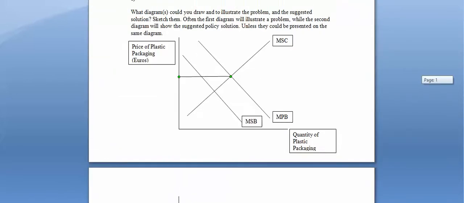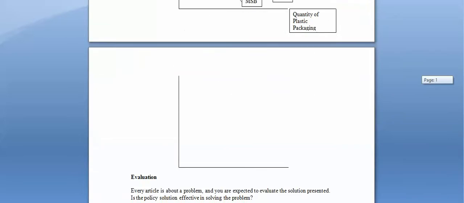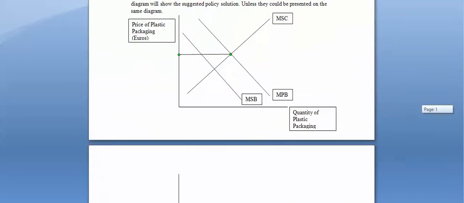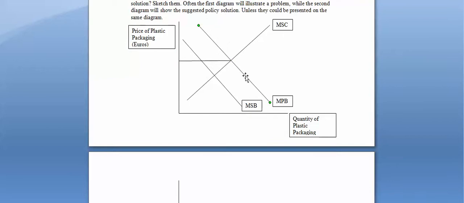It's a banning. France is banning the use of plastic cups. The ban of the use of plastic cups means that the demand curve would decrease. So this is something that is important to understand, that when the government bans its use, it has no effect on the production of plastics. It has an effect on the demand. So it has an effect on the marginal private benefit.